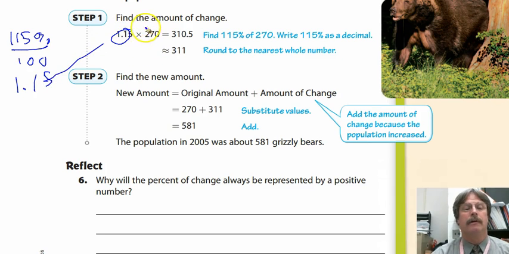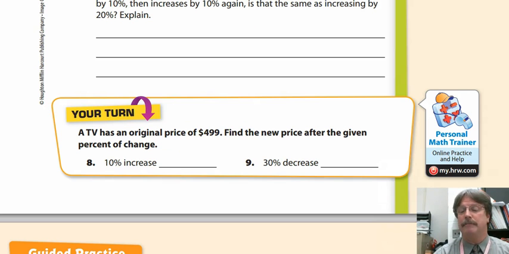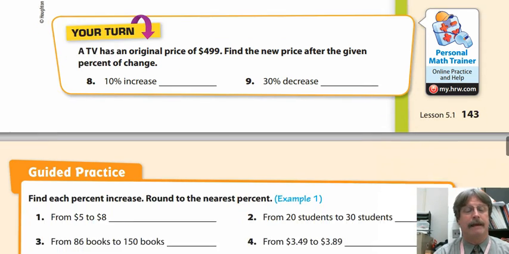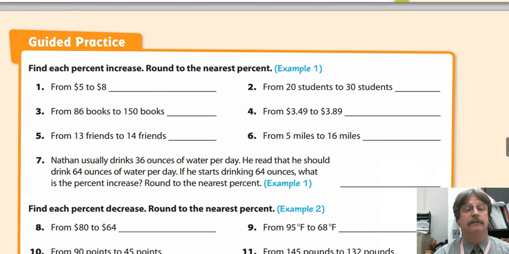Then multiply it by 270. So the 115% increase was 311 bears. They rounded. You can't have half a bear. Then you take the original amount plus the amount of change. So the 270 was the original plus the 311, and they had 581 grizzly bears in 2005. You have a couple of your turn problems here that you can work out. And we're down into our guided practice.